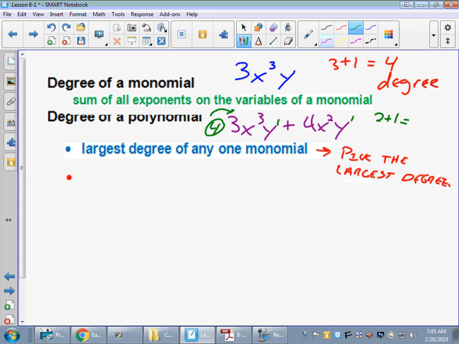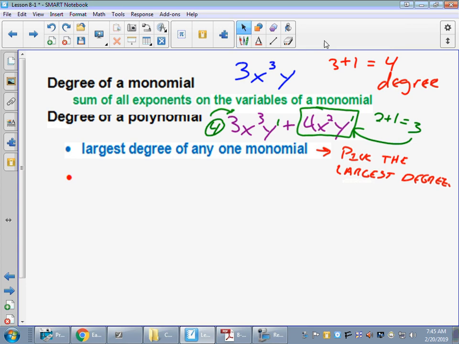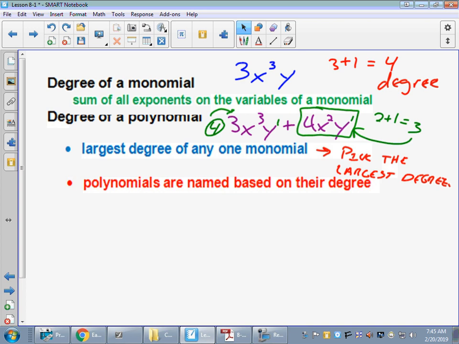So this degree would be 3 for this piece, right? So which degree has the largest? This first one has a degree of 4. So that's what we would say the degree would be. Okay? And polynomials are named based on their degree. So we would say this is a 4-degree polynomial.